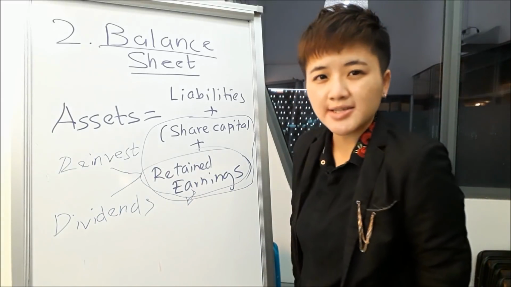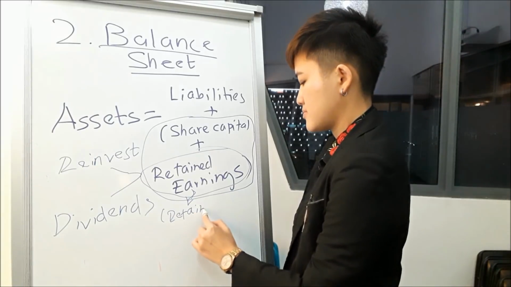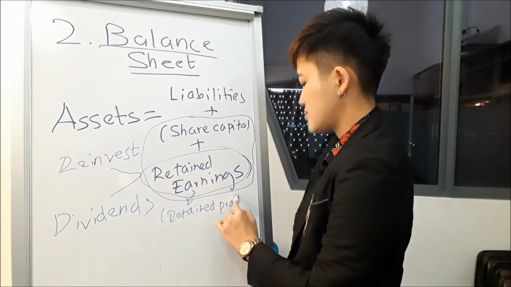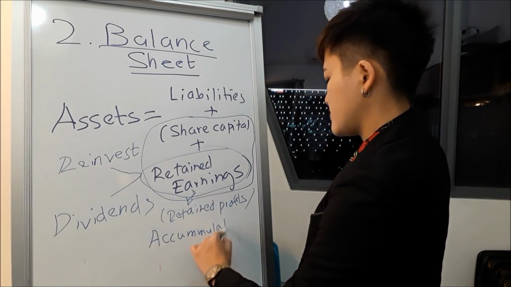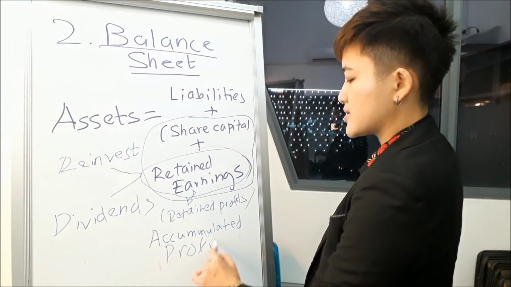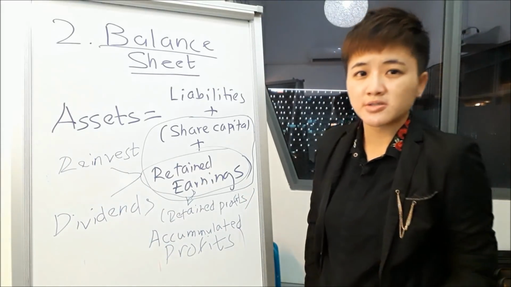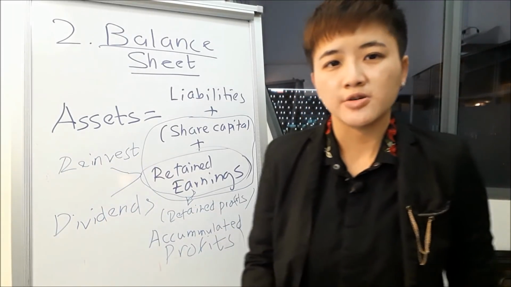Now, some call retained earnings retained profits, or accumulated profits. Basically, it just means the same thing. It is extra money that the company has, which they can choose to reinvest or pay their shareholders.